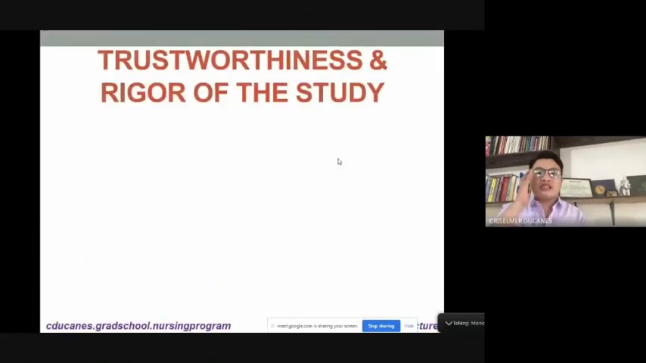Next, let's discuss trustworthiness and rigor of the study. Okay, so this is very important. This is usually what the panelists look at, on how you would go about the trustworthiness, credibility, and rigor of the study. This makes your study scientific. Okay, reliable, credible, and dependable.